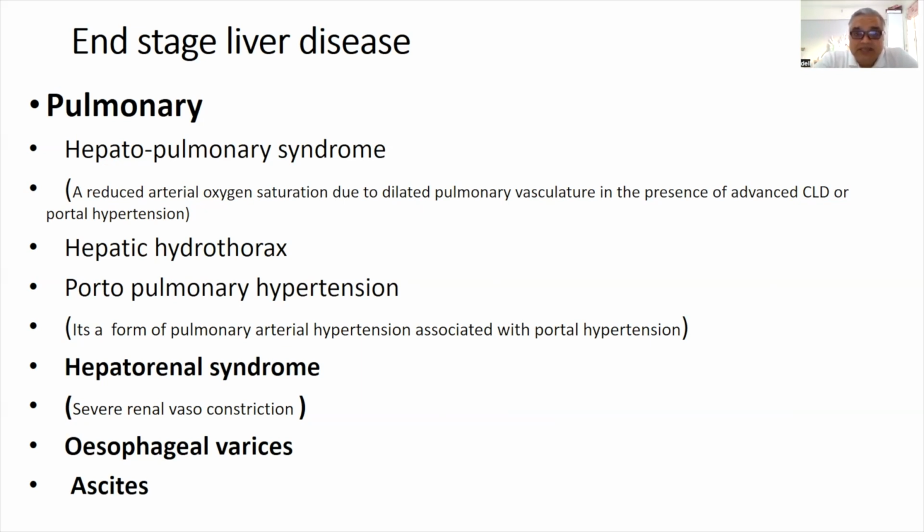Hepatic hydrothorax, like a pleural effusion, should be drained only when the patient is having symptoms. If the patient is asymptomatic, avoid touching the pleural effusion or ascitic fluid.